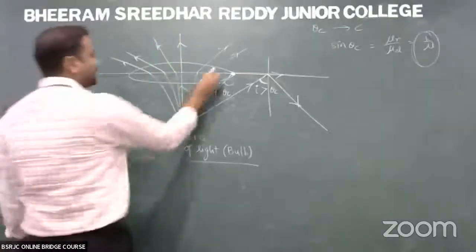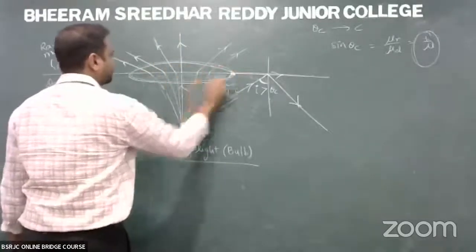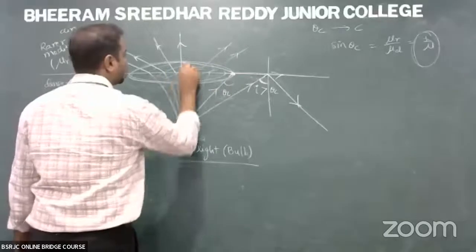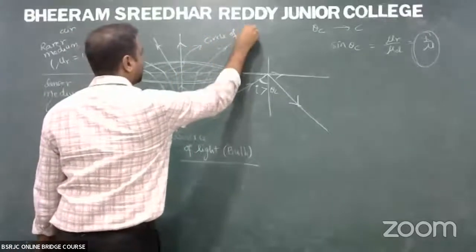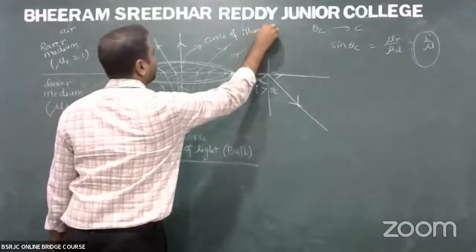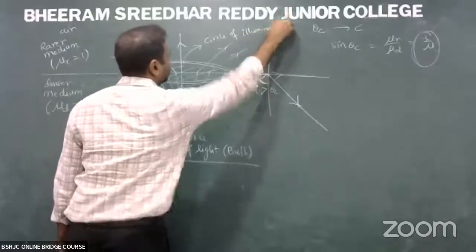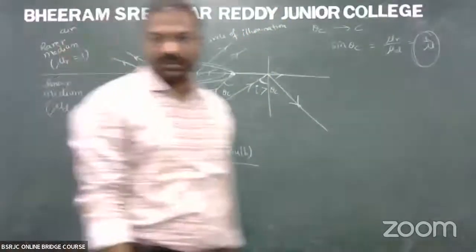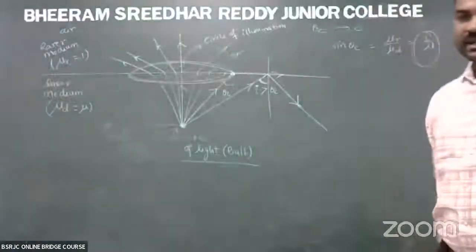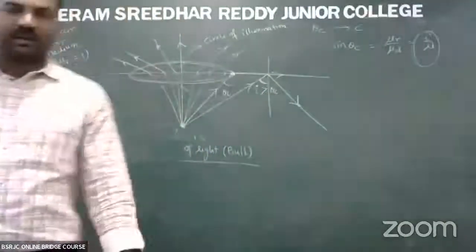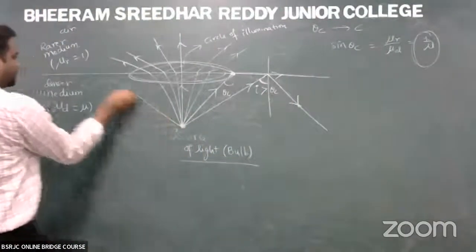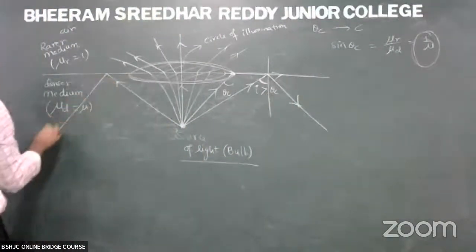This is called as what? Circle of illumination. This entire circle is called the circle of illumination. You will find the light is coming out from the circle. Exactly, Dipti, correct. So any ray which is falling beyond this will undergo total internal reflection.